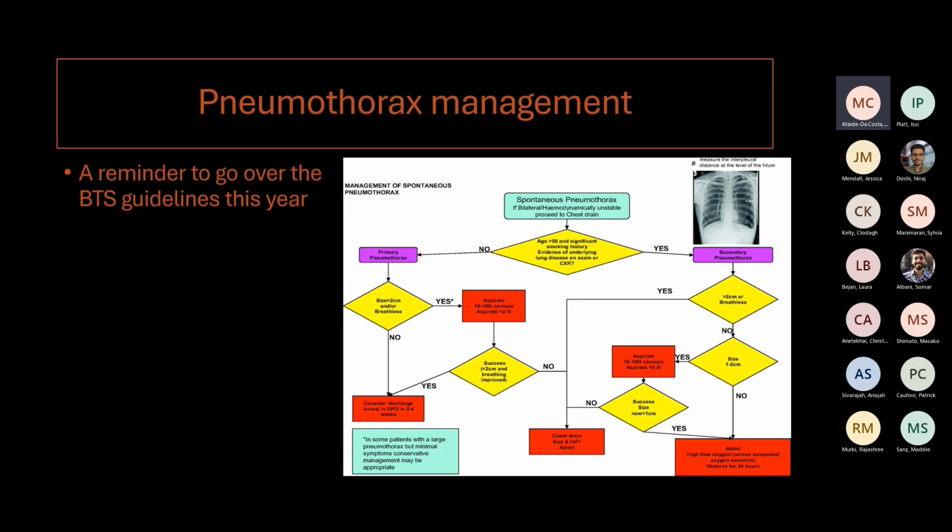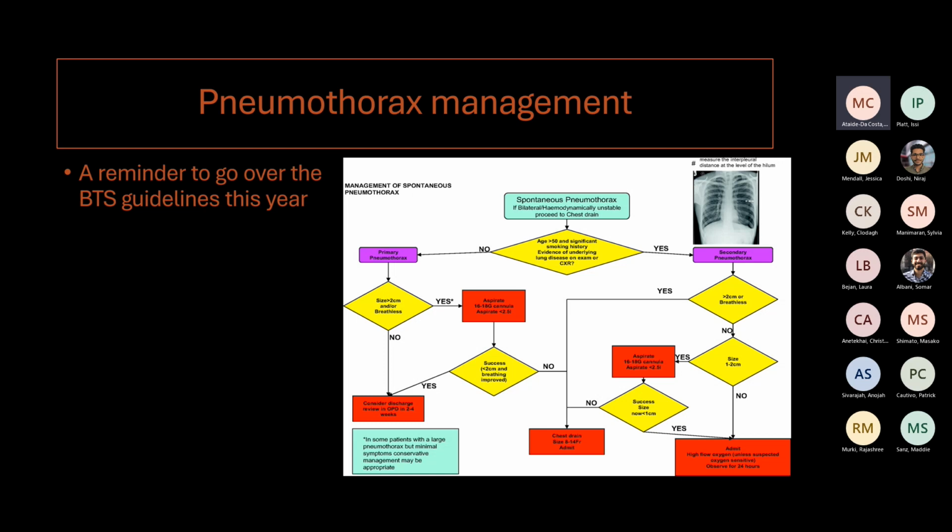Well, you're either going to see them in clinic and discharge if they're okay, or see them in clinic and aspirate. If the aspirate is successful, then you'll see them in clinic. If it's greater than 2 cm, you're going to put a chest drain in, okay? And it's a secondary pneumothorax.